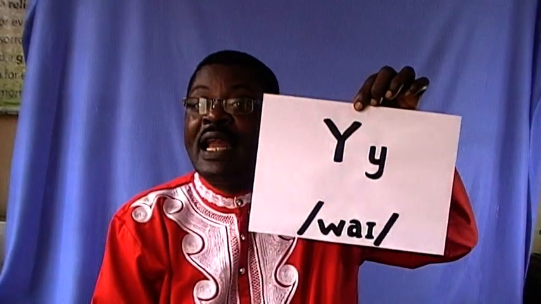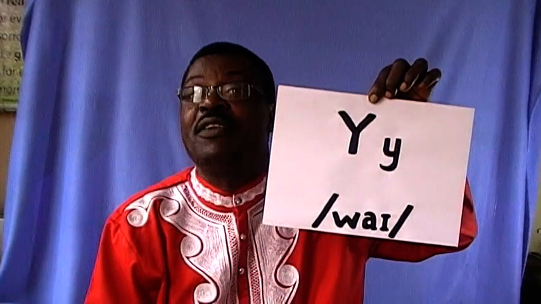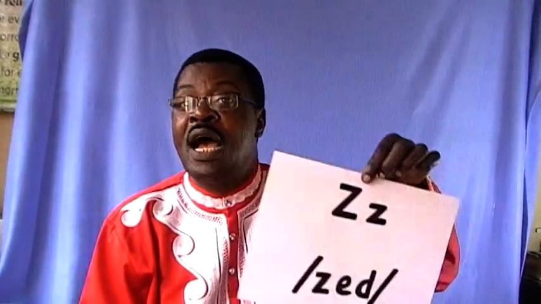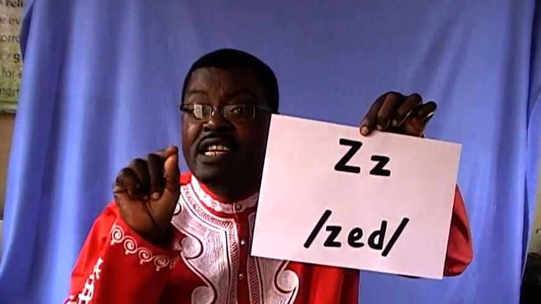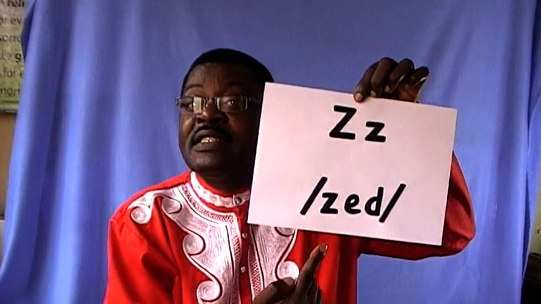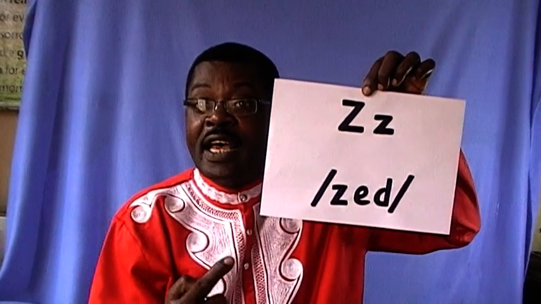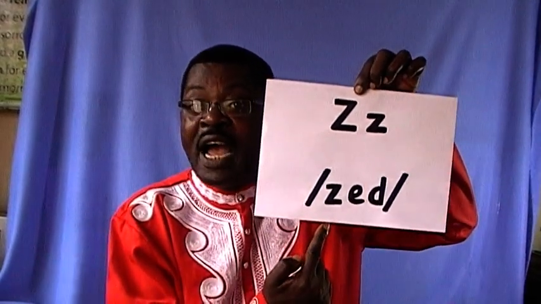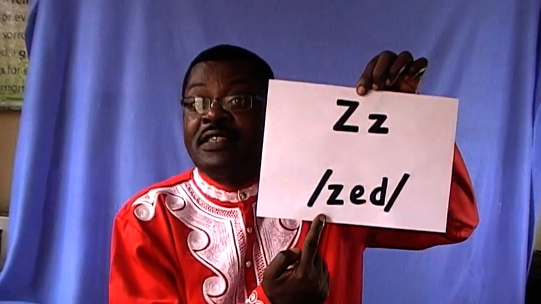Now, let's move to the next one. You say letter Y. Letter Y. And finally, we have the last letter of the English alphabet. And when you call this letter by name, you simply say Z. Its name, the name by which this letter is identified, is simply Z.